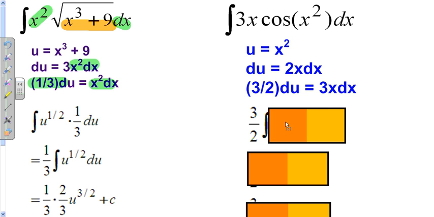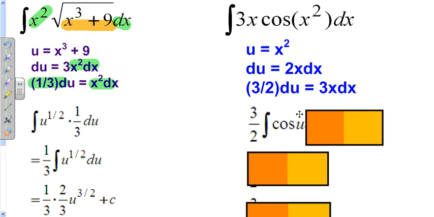So for this problem, remember any constants you can pull out in front. So I'm going to have this hanging around in my problem, so I'm going to pull that in front of my integral sign. Cosine of u, because x squared was my u. My du is my 3x dx.